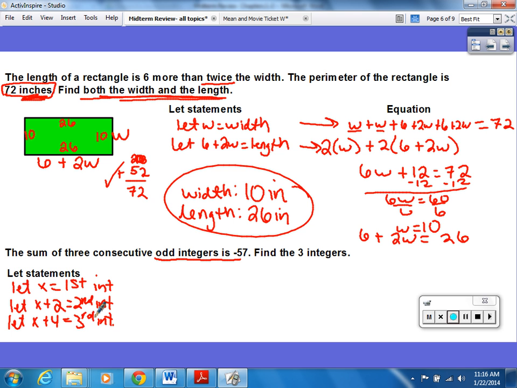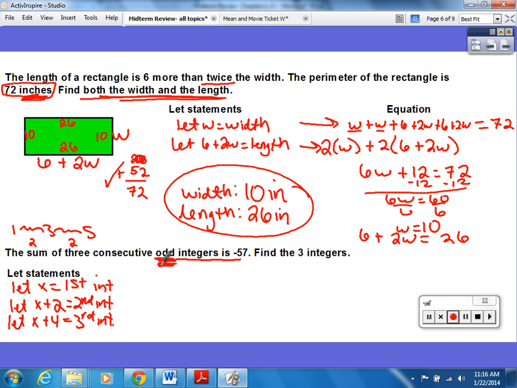I know that I went by intervals of 2 because we're talking about odd numbers. You think about numbers like 1, 3, and 5. They are an interval of 2 away from each other. And so that's why we're doing x plus 2, and x plus 4. If we were looking at a problem that said the sum of 3 consecutive integers is whatever, we would be doing x plus 1, and x plus 2. So we need to be careful and look for keywords like even or odd.